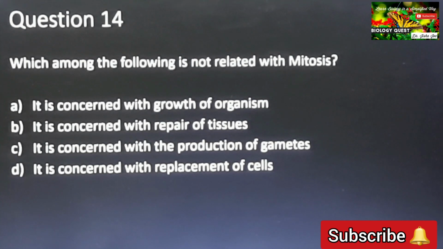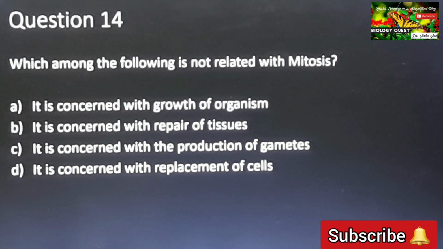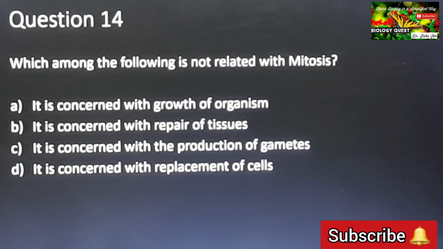So options A, B and D are related with mitosis, because in all three cases, the growth of the organism, repair of tissues and the replacement of cells, you can see that the chromosome number remains the same in the parental cell as well as in the daughter cells. Whereas in option C, the production of gametes, the type of cell division taking place is meiosis, where the chromosome number gets reduced to half.